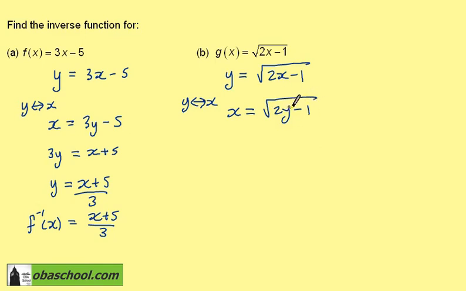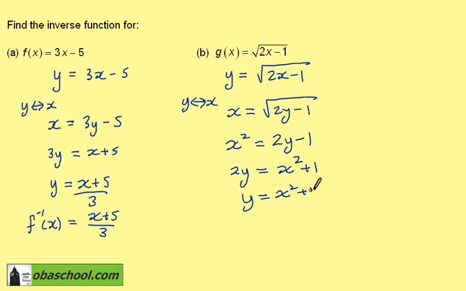To get rid of the square root, we square both sides. x squared would be 2y minus 1. So 2y would be x squared plus 1, and y would be x squared plus 1, all divided by 2. So we have g inverse of x is x squared plus 1 divided by 2.